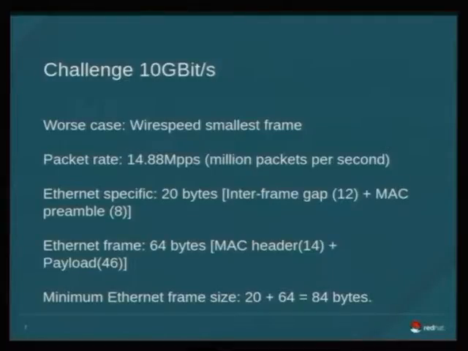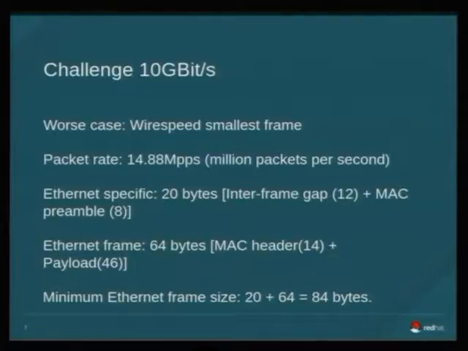Here's an explanation of what the smallest frame looks like. For Ethernet, we have two pieces mostly. The Ethernet-specific overhead is not part of the packet that you are sending, but it appears on the wire. That is 20 bytes for the whole thing: 12 for the interframe gap, plus 8 for the MAC preamble. And then the Ethernet frame itself, which is the MAC header, 14 bytes, plus 46 bytes of payload. The total is 84 bytes.